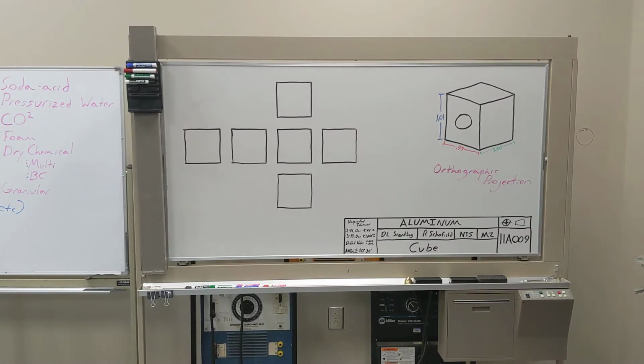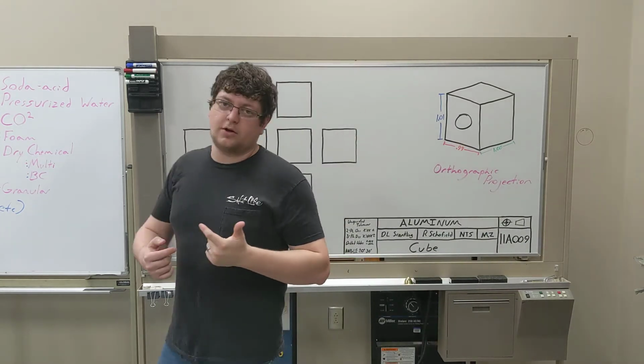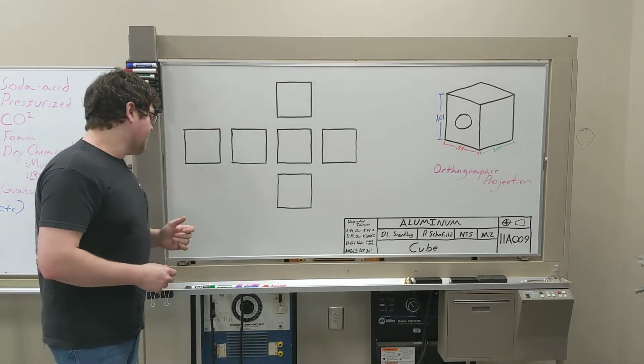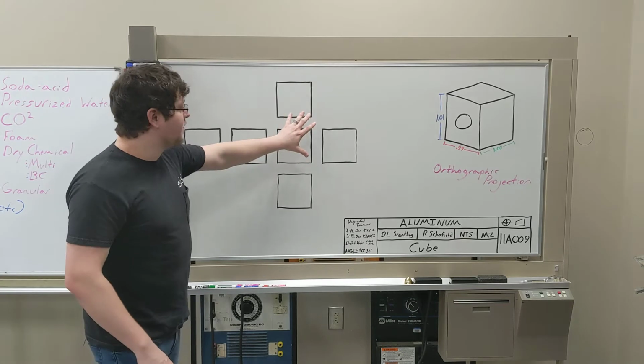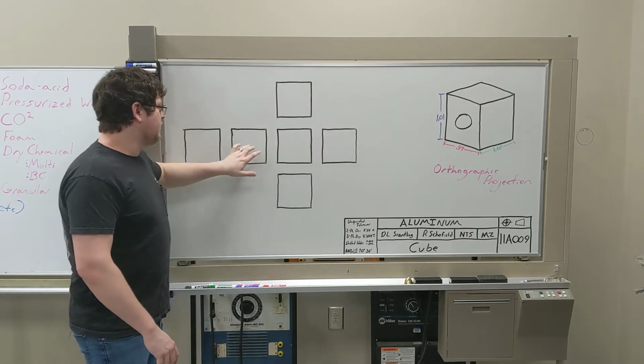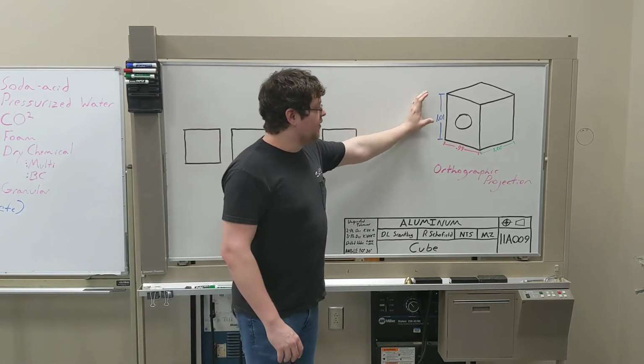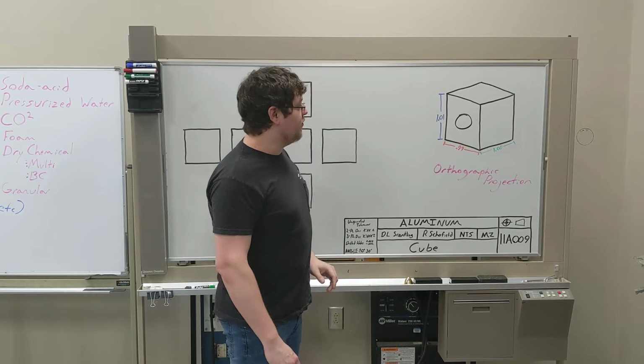Alright, so let's continue on with the orthographic projection, and we're going to start taking some of the other lessons we learned and putting it all together. So the very first thing, I have my views. I have my front, top, bottom, right, left, and my back view. The next thing is, here's my 3D drawing of it, the orthographic view of it.